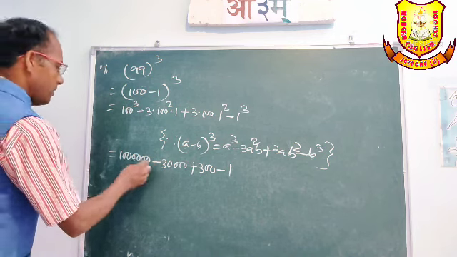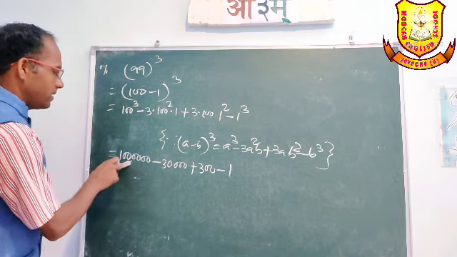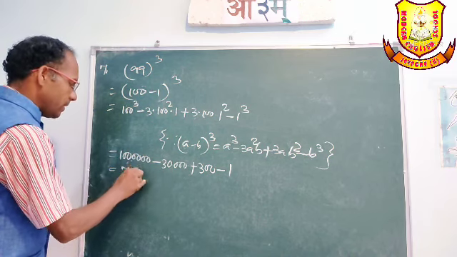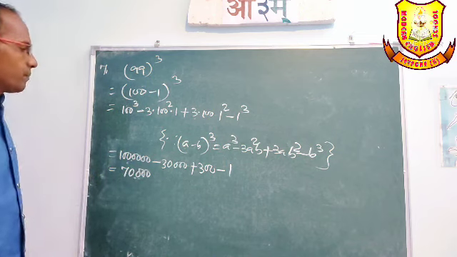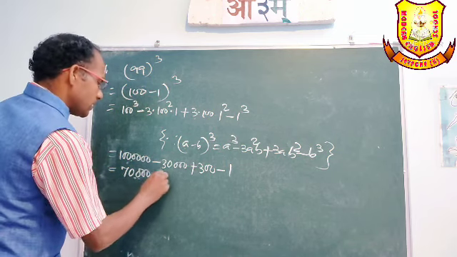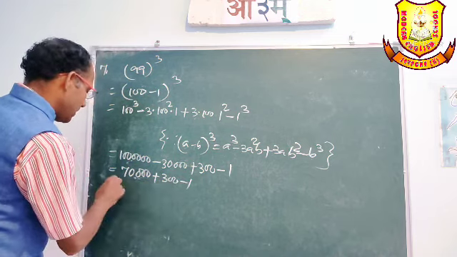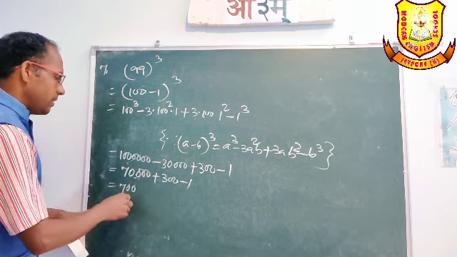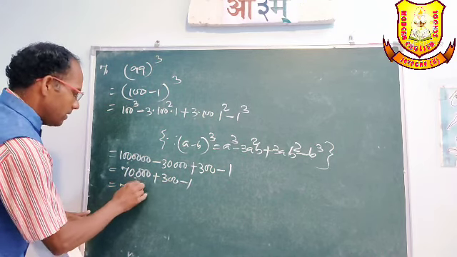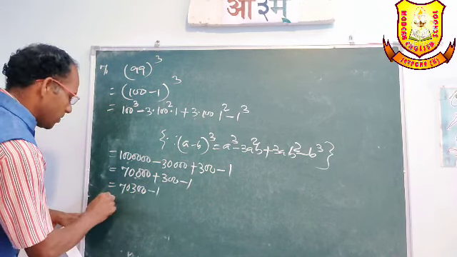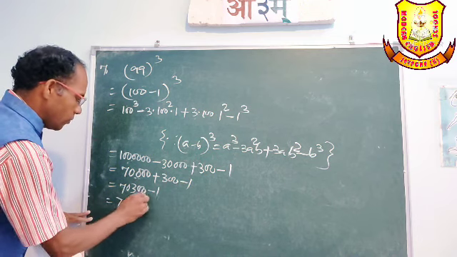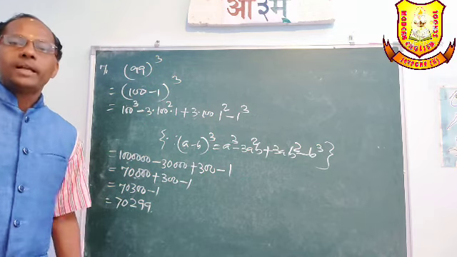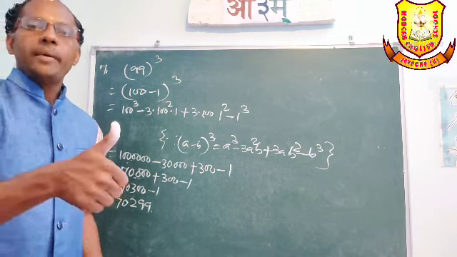Okay, now 1,000,000 minus 30,000, obviously it is 970,000, plus 300 minus 1. Here 970,000 plus 300 minus 1 is equal to 970,299. This is the answer. Am I clear? Everybody understood?